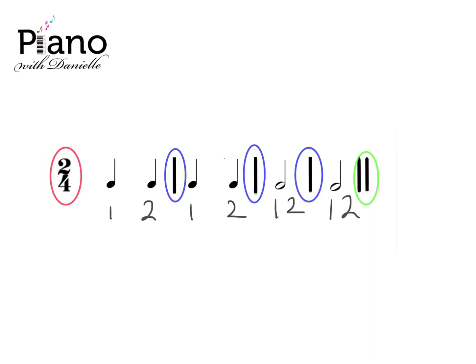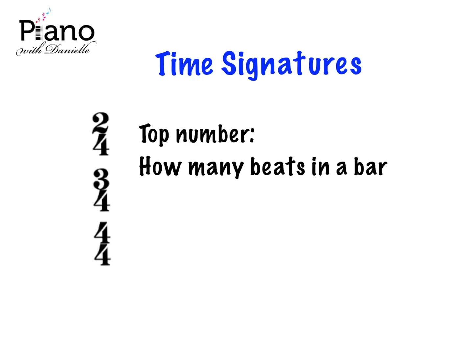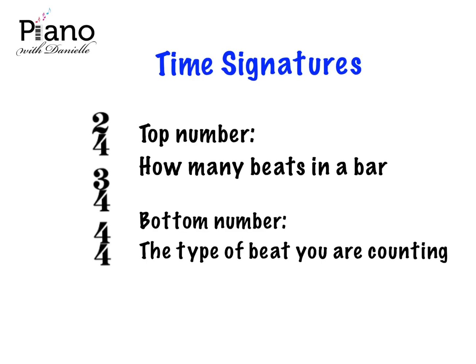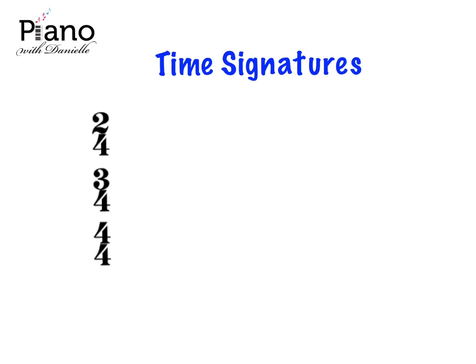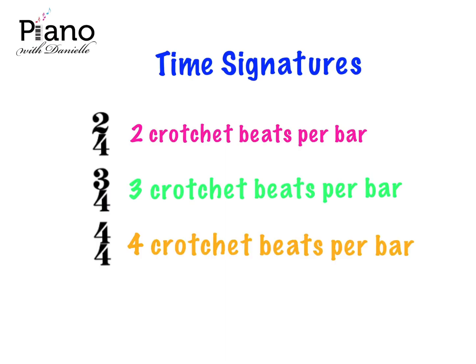So let's look at some more time signatures and revise. Here we have 2-4, 3-4 and 4-4. The top number tells us how many beats are in a bar, and the bottom number tells us the type of beat we are counting. So here we have 2 crotchet beats in a bar, 3 crotchet beats in a bar, and 4 crotchet beats in a bar.